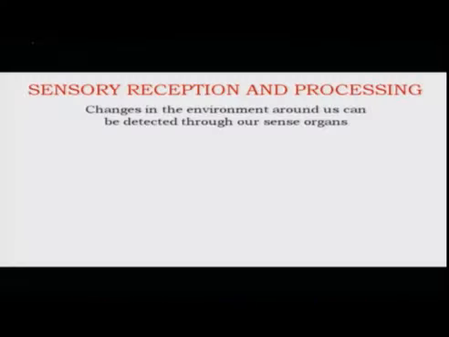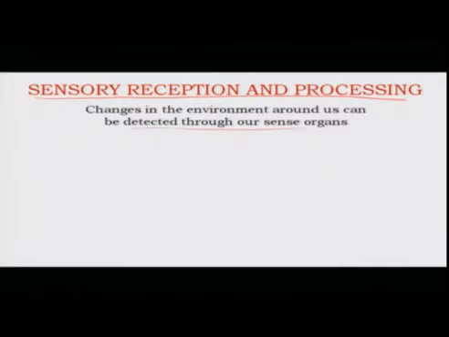As all of you are aware, sensory reception and processing is a very important function of our neural system. With sensory perception, whatever changes are taking place in our environment, we are able to sense and detect through the sense organs. All of you must be familiar with the various sense organs that we have. There are 5 of them, each dedicated to the detection of a particular sense. Let us look at them one by one.